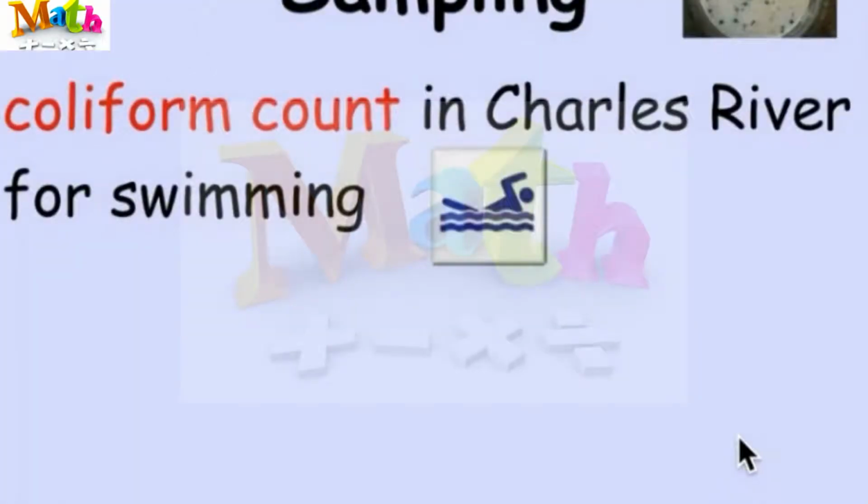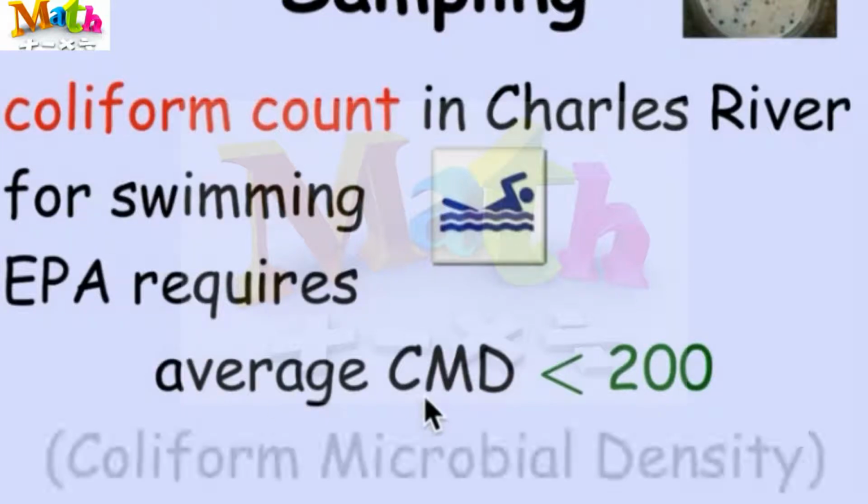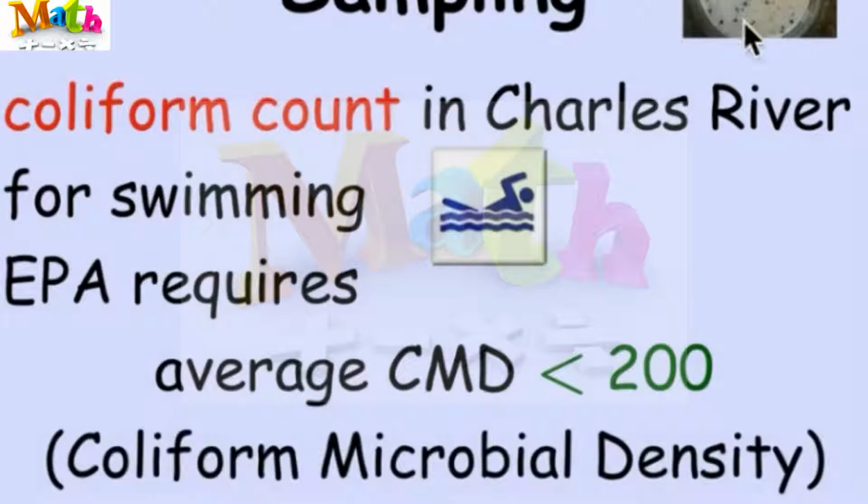And what I want to think about is the possibility of swimming in the Charles. Now, the Charles has coliform, some rather undesirable bacteria that are associated with fecal matter. And we want to know whether it's safe to swim in the Charles. That's a Petri dish showing a sample of bacteria that you might culture to see what's going on. The Environmental Protection Agency requires that the average CMD, the coliform microbial density on the dish, is less than 200.